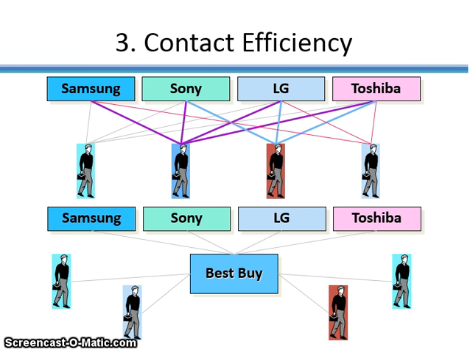The third important function is contact efficiency. If you look at the top scenario here, there are 4 manufacturers and 4 individual consumers. Without a channel intermediary, in this scenario, there are 16 transactions. Each producer has to transact 4 different times to reach each one of the 4 consumers. In the bottom scenario, there is one channel intermediary, Best Buy, and you see how Best Buy makes the transaction cost much more efficient by reducing the total of 16 transactions from the top scenario to a total of only 8 transactions in the bottom scenario.